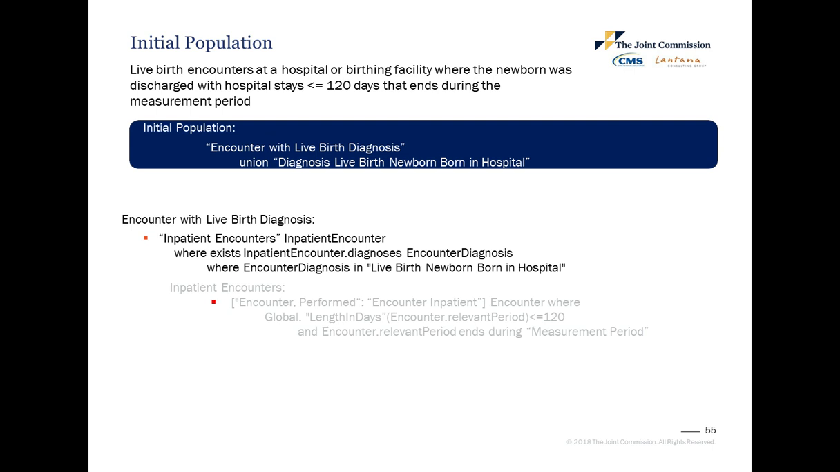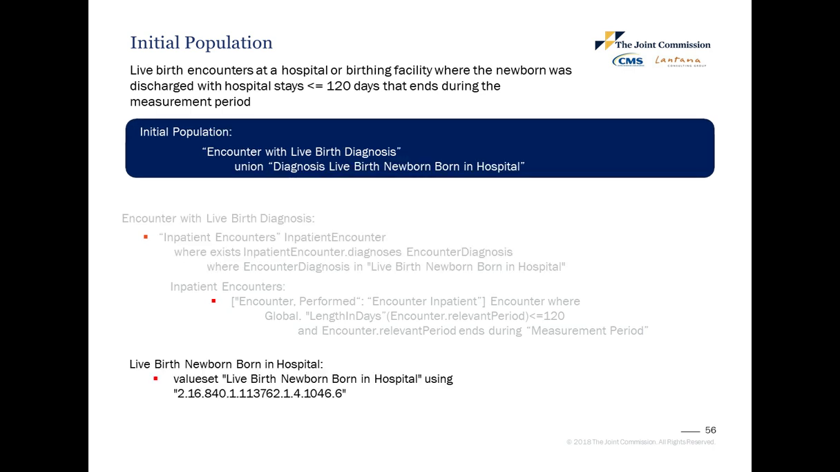The live birth newborn born in hospital value set was updated in version 6 of the measure for the 2018 reporting year to better capture the correct population because encounters for the mother were inadvertently pulling into the population due to mapping issues. So effective with version 6 and later, codes in this value set map only to the infant.